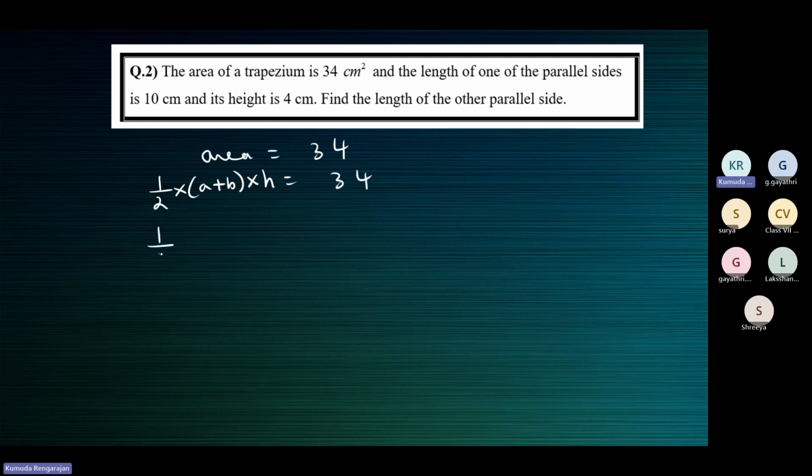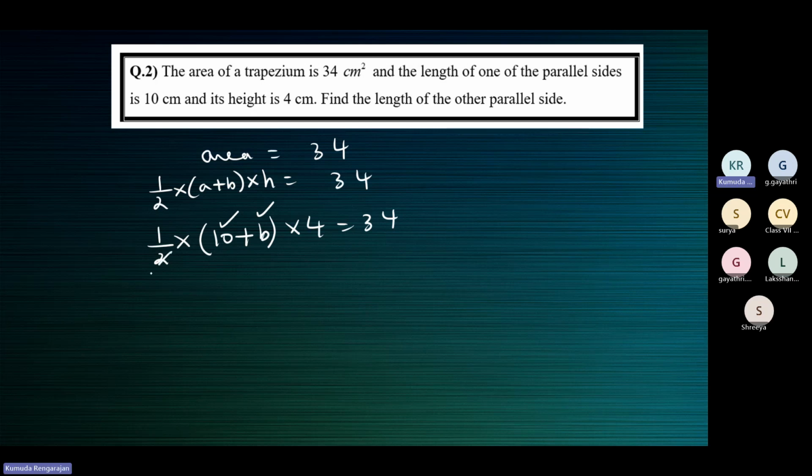Half into one parallel side, which is 10. The other one we don't know, we have to find that. So the area formula is half into (a plus b) into h equal to 34. Half into (10 plus b), because the other one is not given, into the distance between them, 4, is equal to 34.